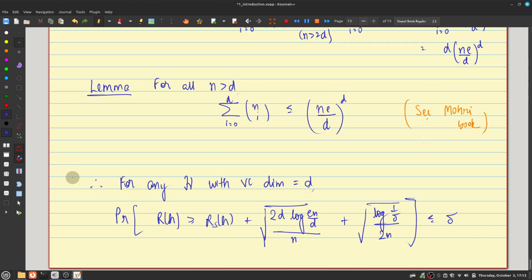I should be a little more careful here. The probability that this happens for at least one h in H is less than or equal to delta. So in other words, with probability at least 1 minus delta, the generalization error differs from the empirical risk by a very, very small amount.